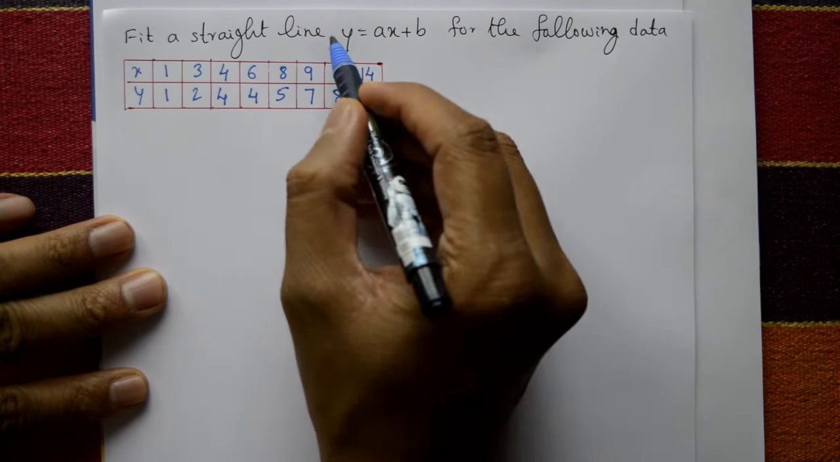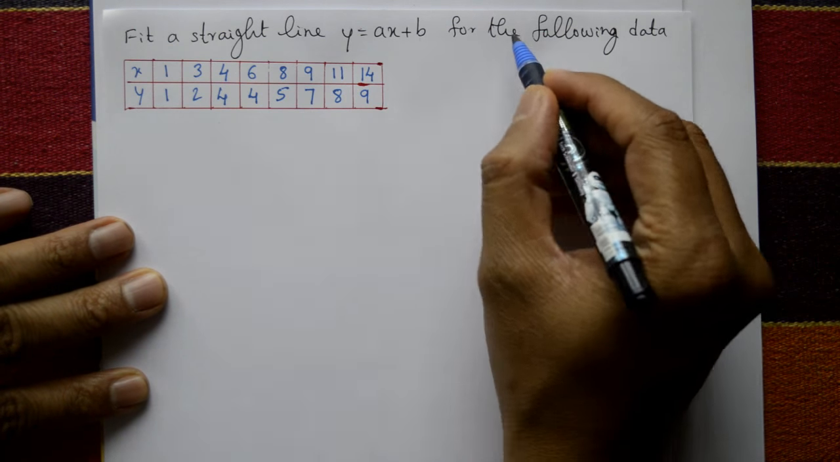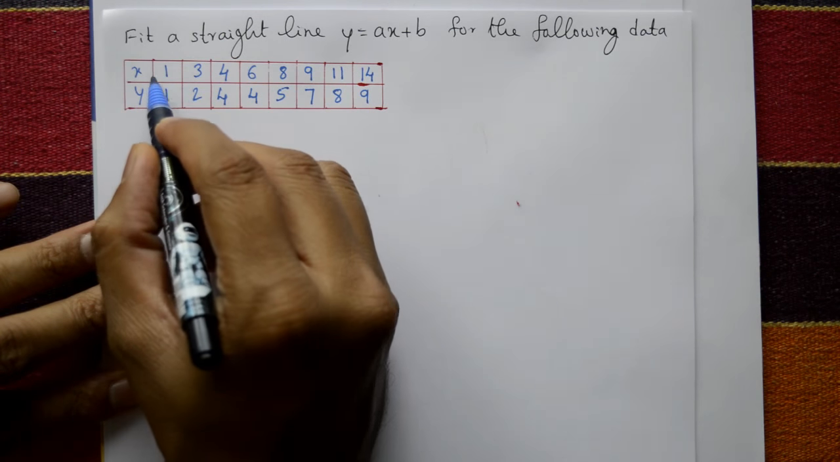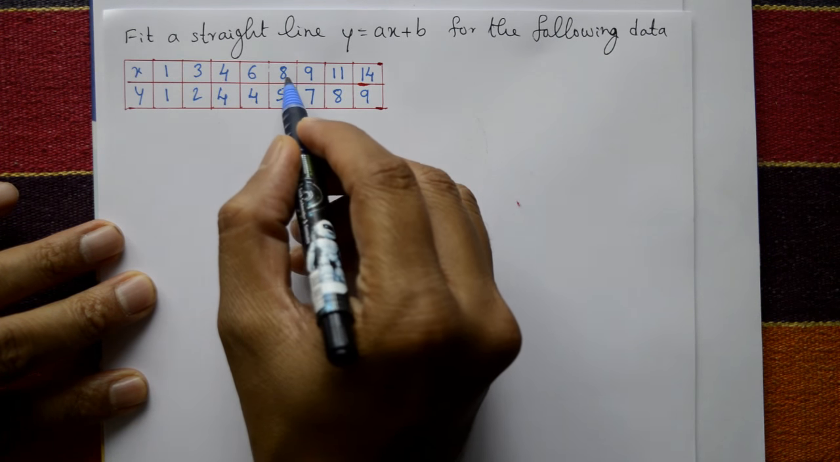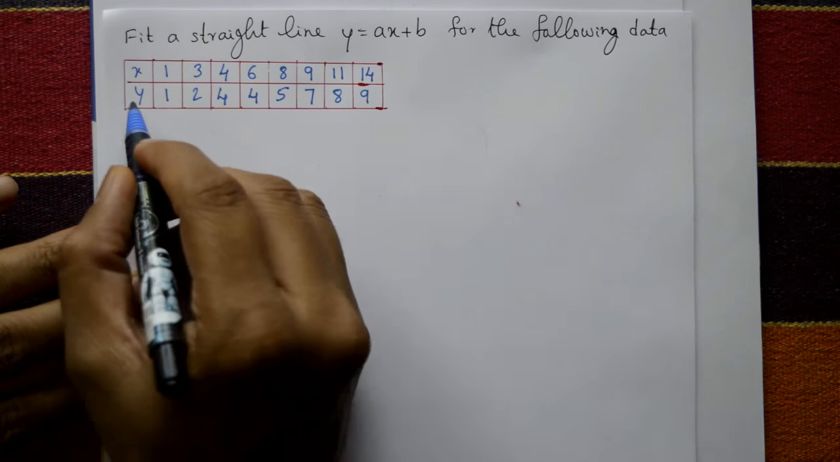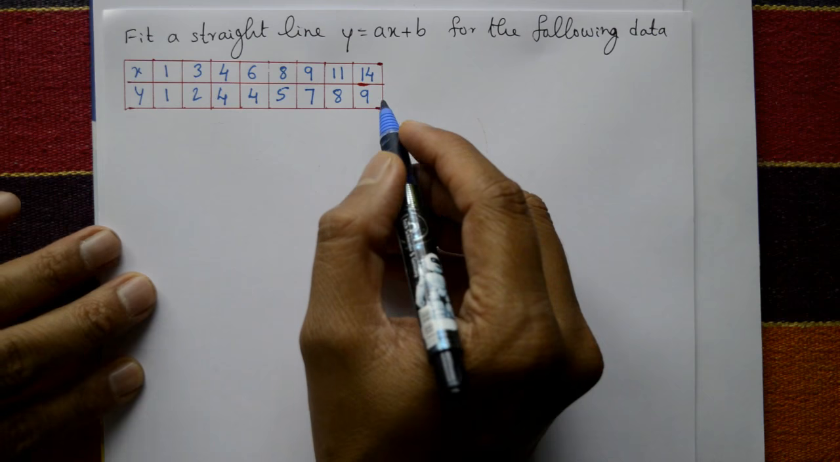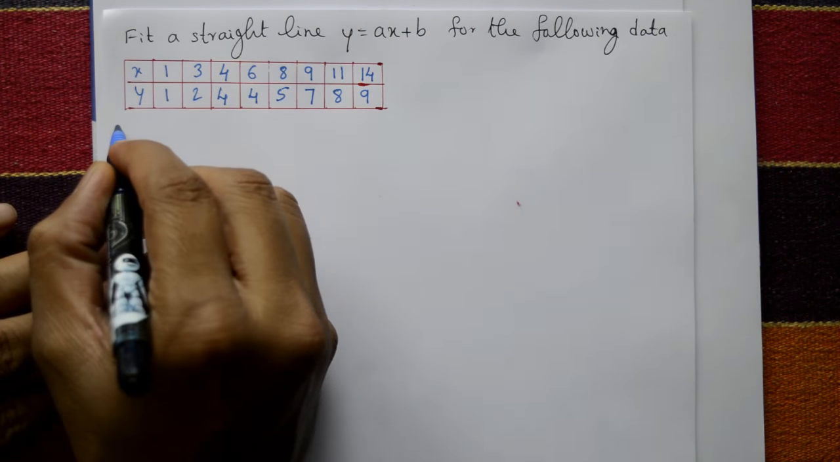Fit a straight line y = ax + b for the following data. x is 1, 3, 4, 6, 8, 9, 11, 14, and y is 1, 2, 4, 4, 5, 7, 8, 9. Fit a straight line. Okay, now the solution.